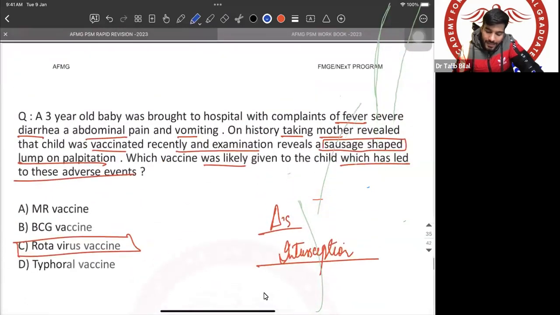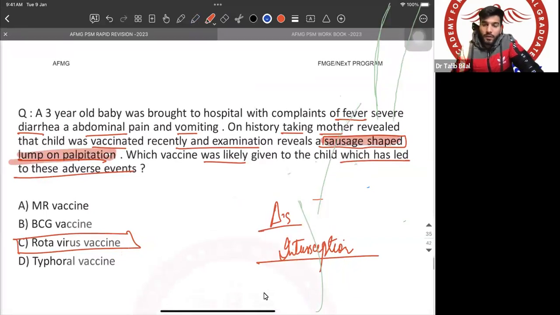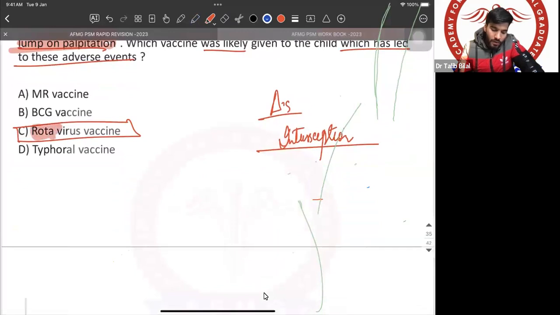Okay, so a clinical case will be given and they will mention that the patient reveals a sausage-shaped lump on palpation. Diagnosis is intussusception, and this is an adverse effect of which vaccine, guys? Rotavirus vaccine. Is that clear? Clear to everyone?